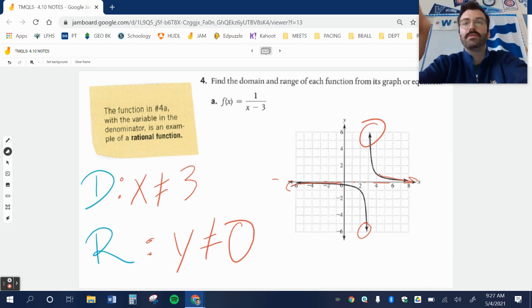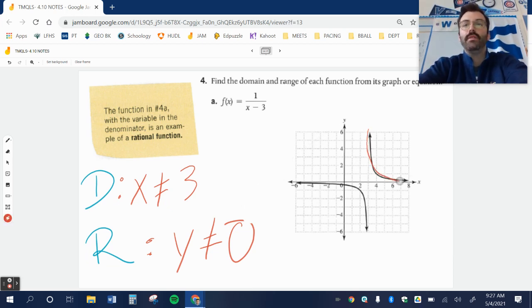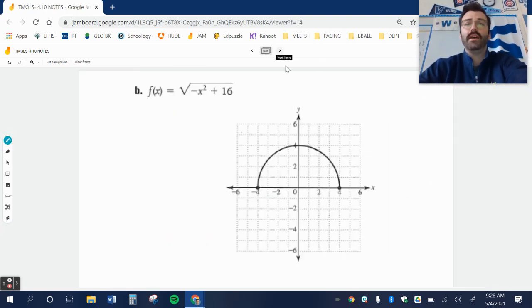Notice that these graphs do not cross that line here. They will approach it, but never actually cross the line. That's important. This will never cross that actual line. And for domain and range, that's all we want you to write.